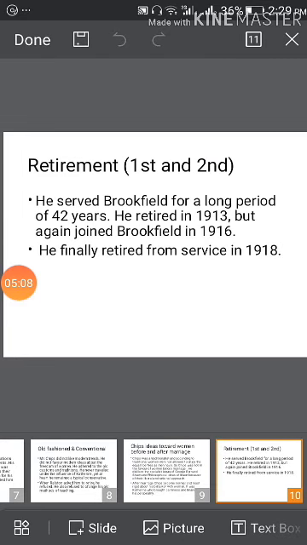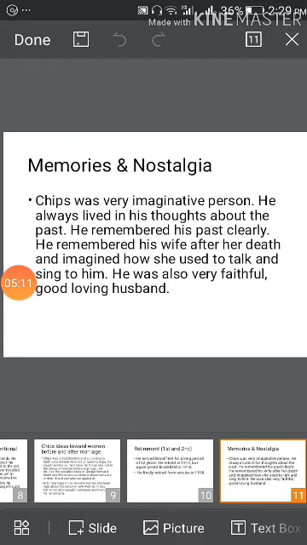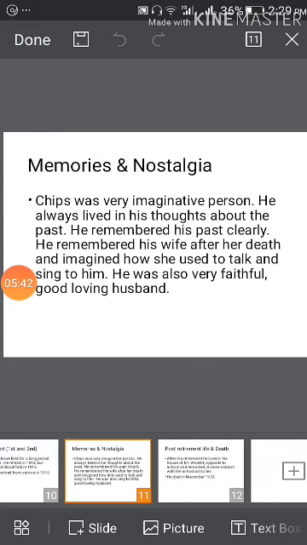Memories and nostalgia. Nostalgia means the memories of the past. Chips was a very imaginative person. He always lived in his thoughts about the past. He remembered his past clearly. He remembered his wife after her death, and imagined how she used to talk and sing to him. He was also a very faithful, good, loving husband. So the start of the novel tells us that Mr. Chips is thinking about the past. So he is an imaginative person who always thought about the past.